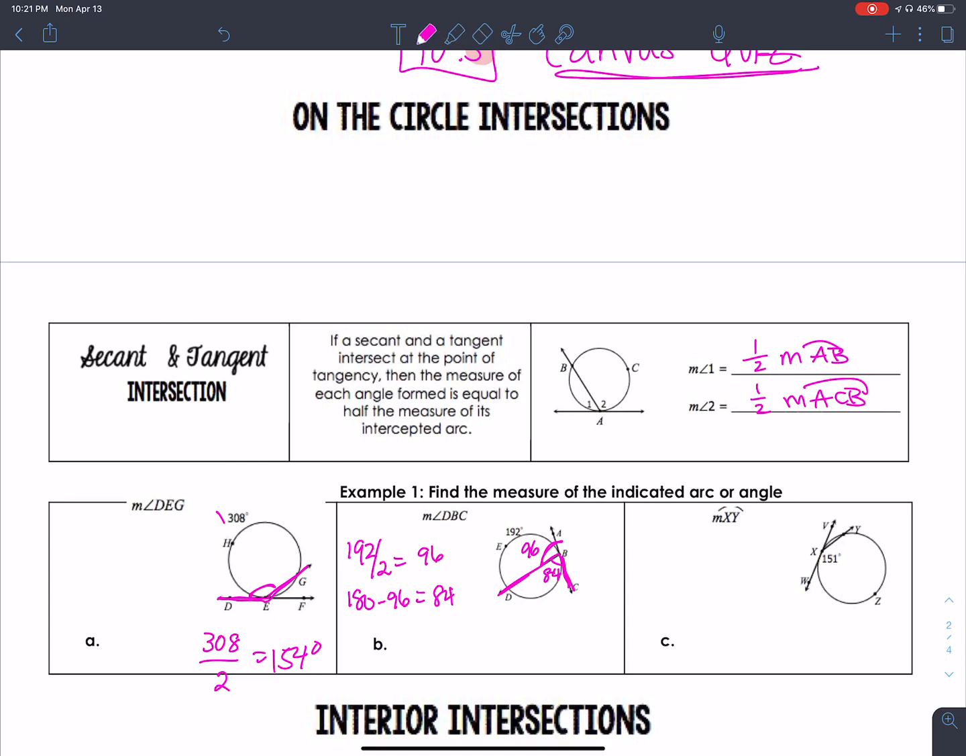So I want the measure of arc XY. Okay, well, I have the angle. So angle to angle, I subtract from 180. So 180 minus 151. That gives me 29. Okay. And then angle to arc, I multiply by 2. And that gives me 58 degrees. Okay. All right.